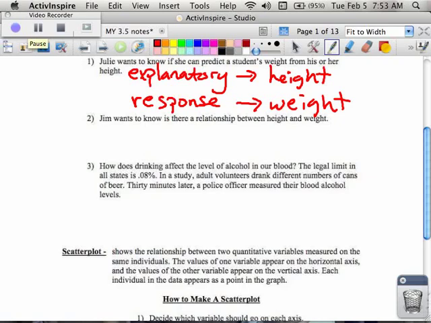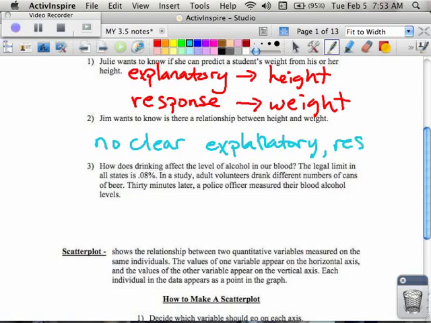So number 2, they want to see about a relationship between height and weight, but there is no clear explanatory or response, because they didn't say which one they wanted to predict the other. So no clear explanatory or response variable.